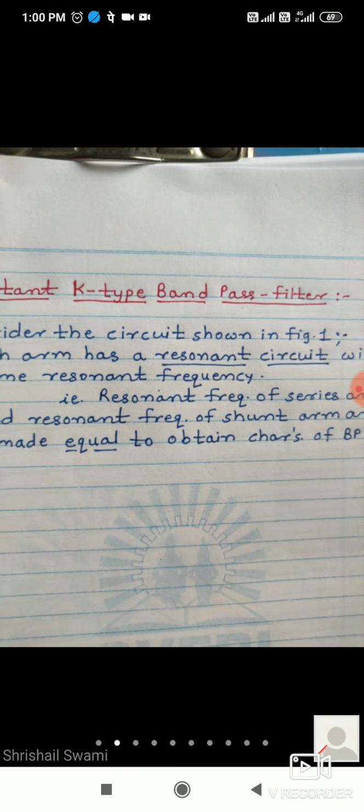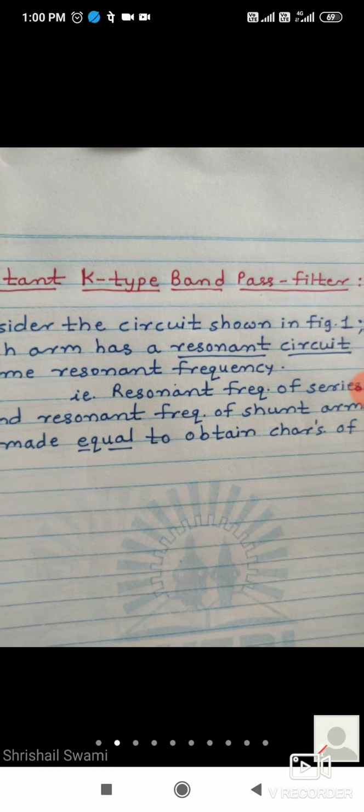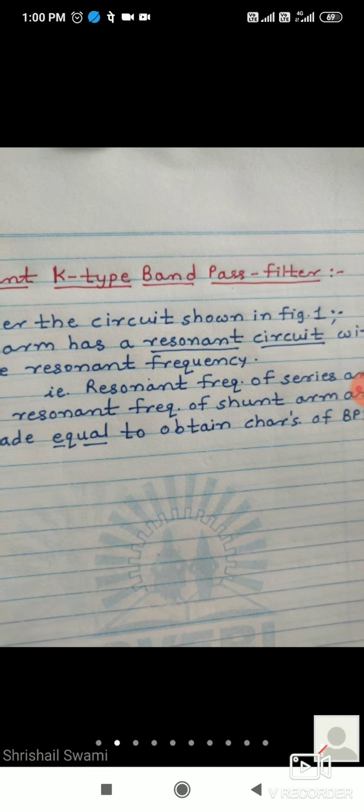So when we can get the characteristics what we have learned in the characteristics of band pass filter, if you want to get the characteristics what we learned, then what you have to do, the resonant frequency of series arm we have to make it equal to resonant frequency of shunt arm. Okay, so as the series arm as well as shunt arm consisting of resonant circuit, it has resonant frequency.